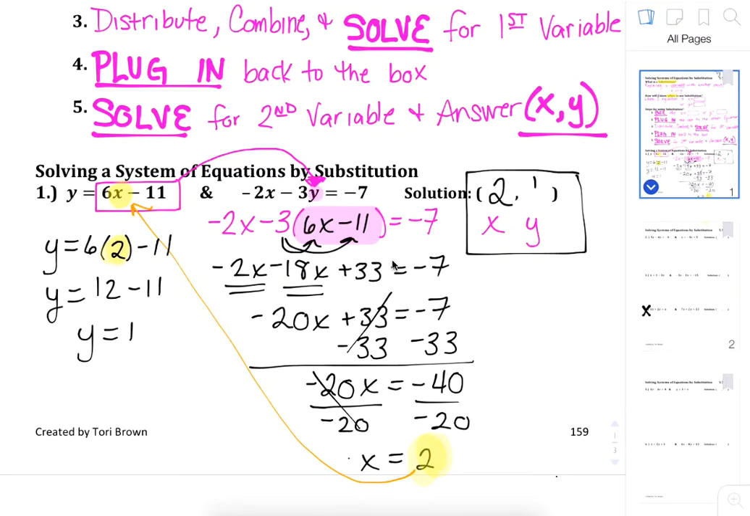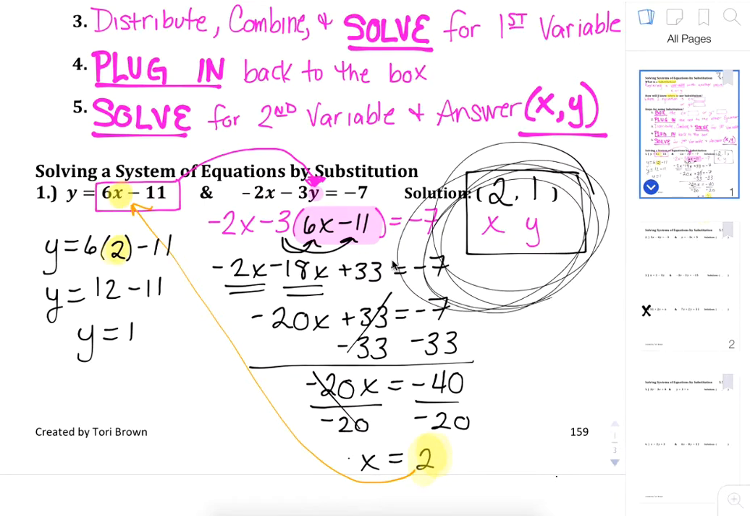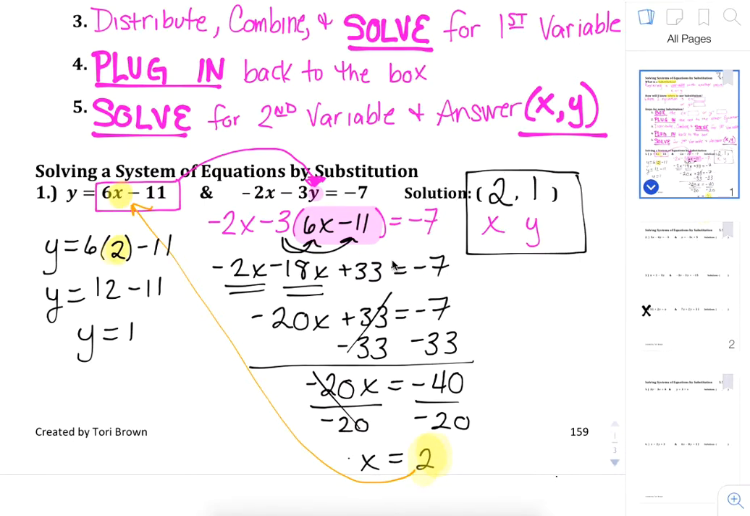That's the second part of my solution. And now I have my final answer. Okay, 2 comma 1. Take a second, copy it down if you missed anything. We're going to go to problem 2.